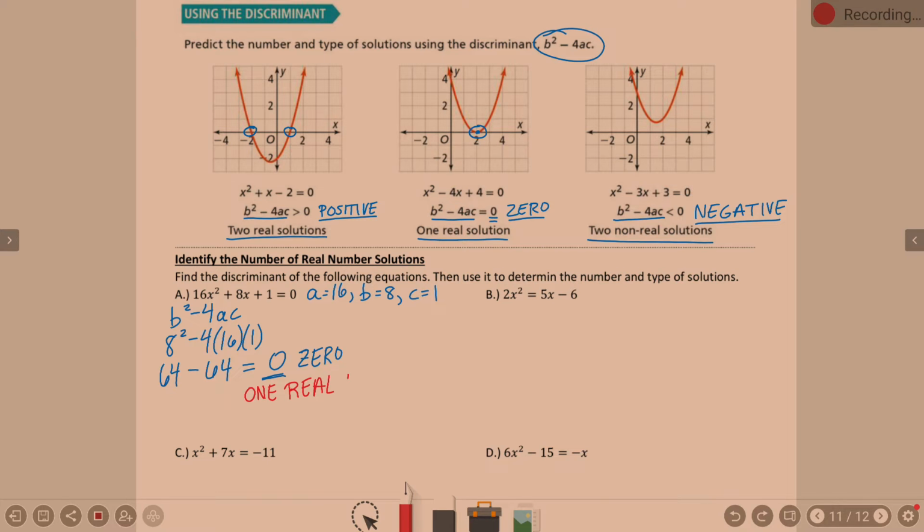So one real repeated solution is what you would see in Savas. And that's because my discriminant was 0. There's going to be one real solution, and it's going to be a repeated solution.